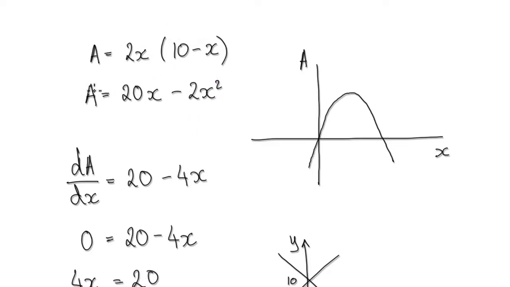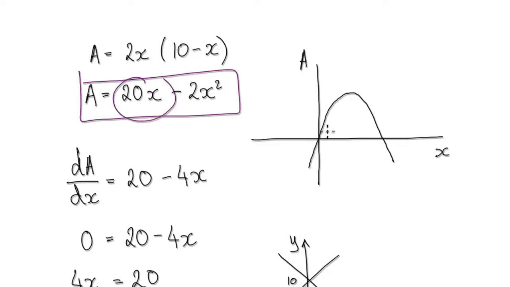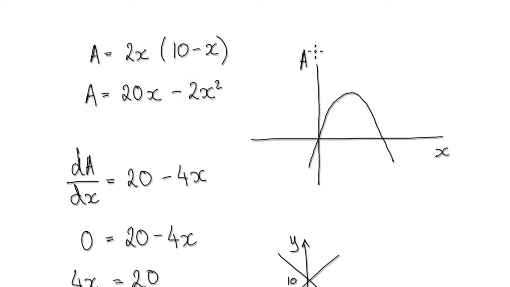If you multiply this out, this times this, this times this, it will give you this. If you sketch this graph, when x is small, it wants to be a straight line, y equals 20x. Remember, the intercept is 0. And when x is big, it wants to be a negative quadratic. So overall, your graph will look like this. We're trying to find the biggest area of the rectangle, so you want the highest point here.